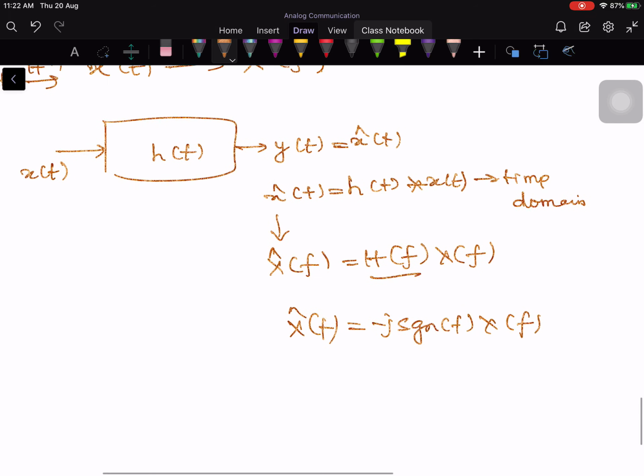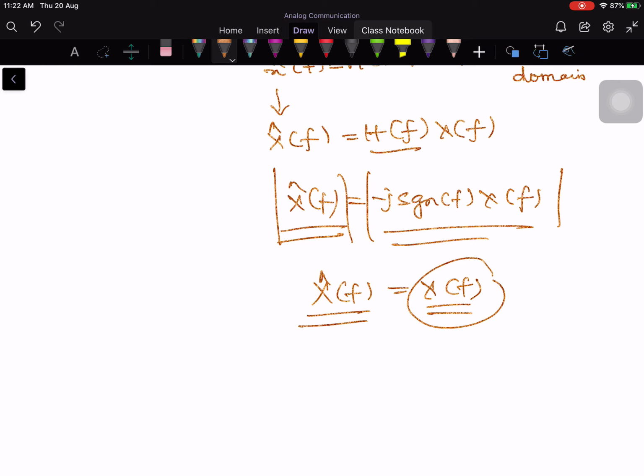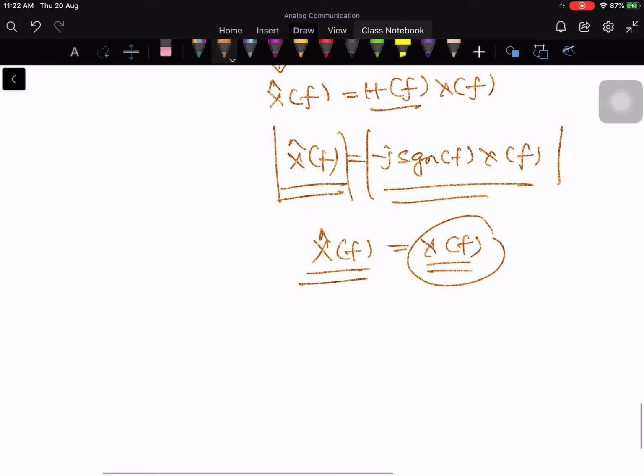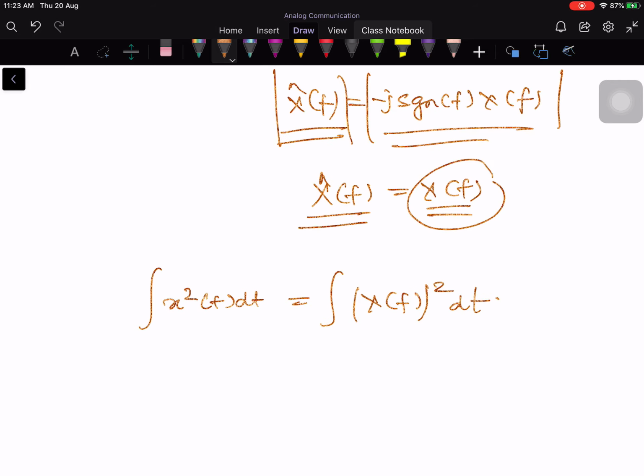Now you find the energy in the transform domain and in this domain also. If you take the magnitude here and here also, then the magnitude of x hat of f becomes the magnitude of x of f. Therefore, the energy of x of f is the same as the energy of x hat of f. Even if you take the Hilbert transform, the energy does not change. So from Parseval's theorem, the energy can be written as the integral of x squared of t dt, and this equality holds. This equation is the same for both the energy of x of t and the energy of x hat of t, because I can write this as x hat of t.